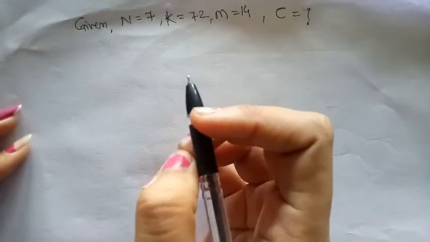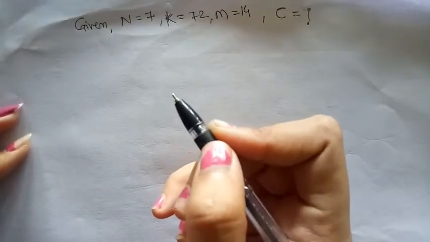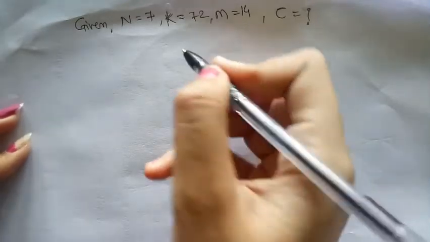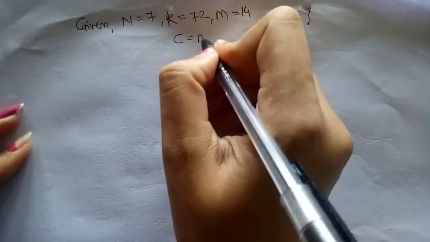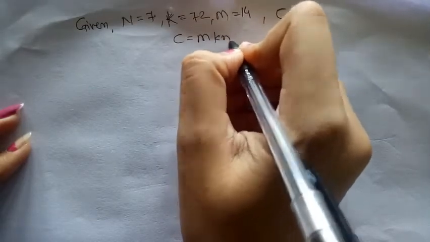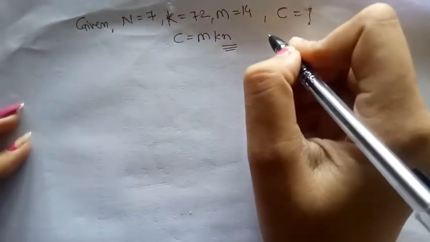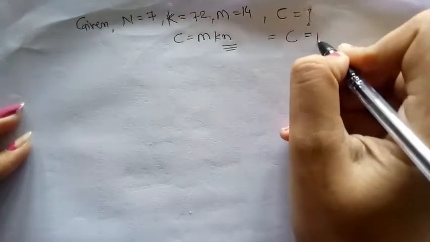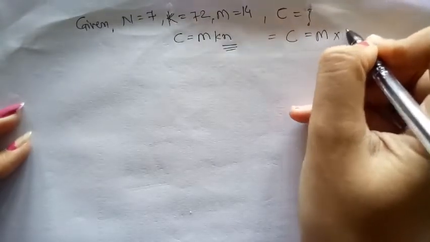You have studied this. What is the capacity of the cellular system? C is equal to what? M K N, but K N is nothing but S. That's why C is equal to M into S.